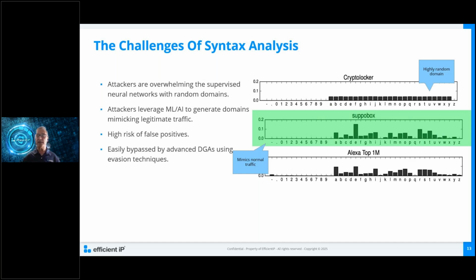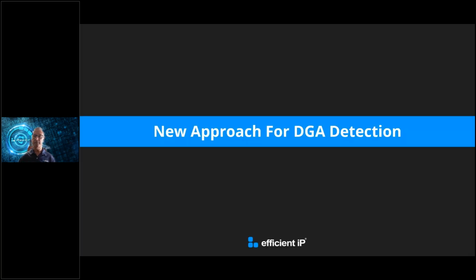These common methods have a high risk of false positives, as syntax-based methods often misclassify legitimate domains as unusual patterns or malicious. That reduces accuracy and reliability. Finally, this method is easily bypassed by advanced DGAs, which adapt their strategies to exploit weaknesses in static syntax-based approaches, as we've seen in these examples. So it's clear, we need a new approach.